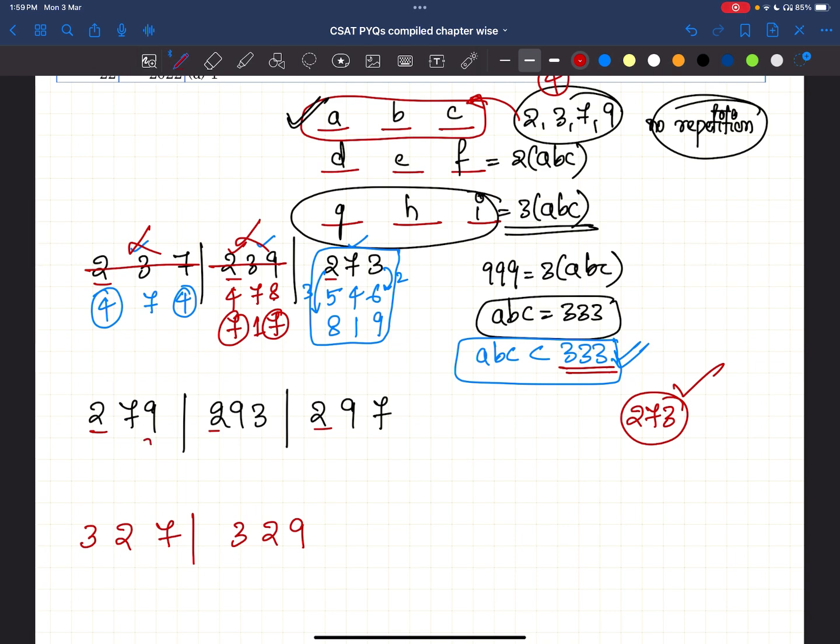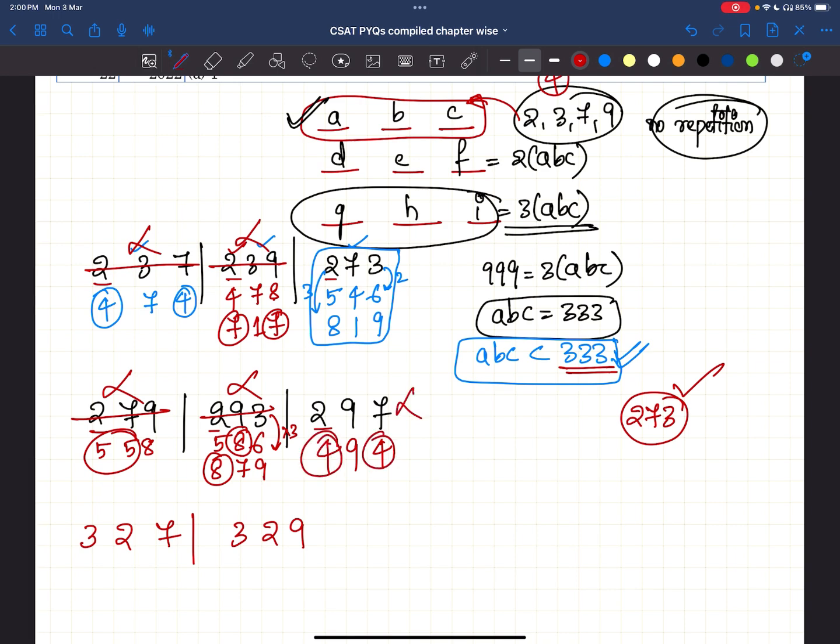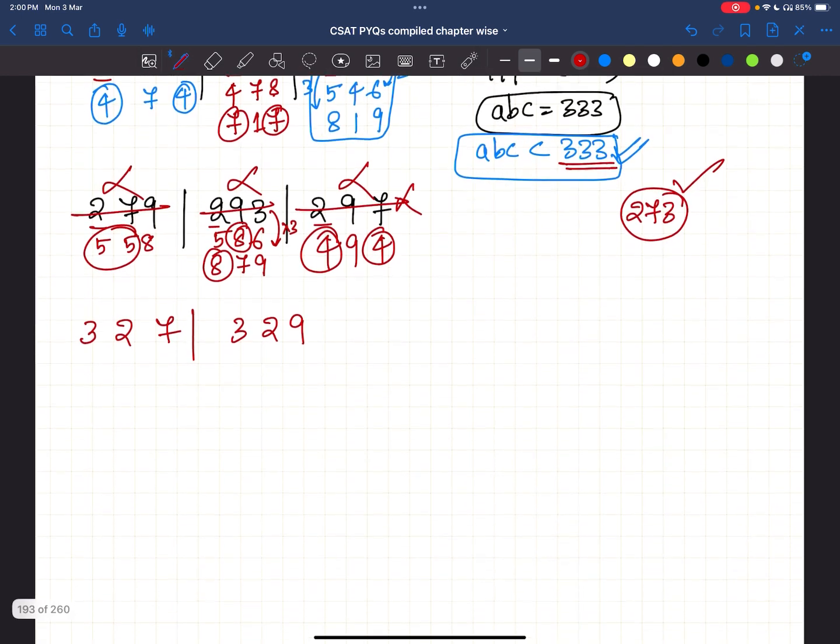We'll multiply with 2. These two numbers are repeating, so this can't be the number. Next 293, 2 times. Okay, this is satisfying. And now we are taking it into 3. See, here 8 and 8 are repeating, so this can't be the number. And now we take 297 into 2. You get, look, these two are repeating, even this can't be the number. We are left with these numbers.